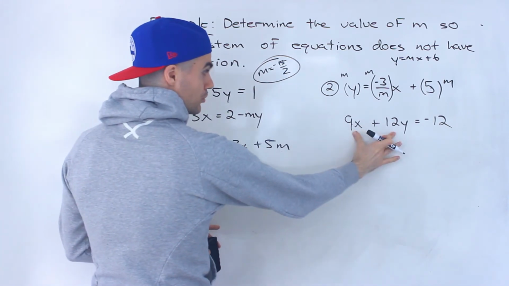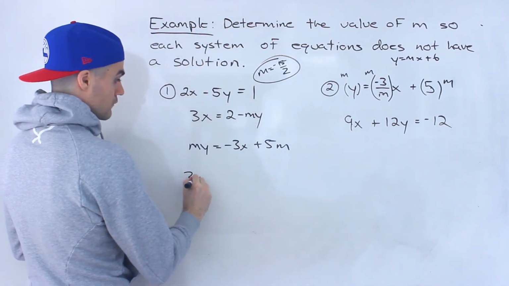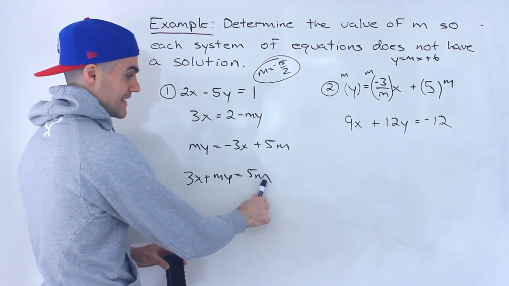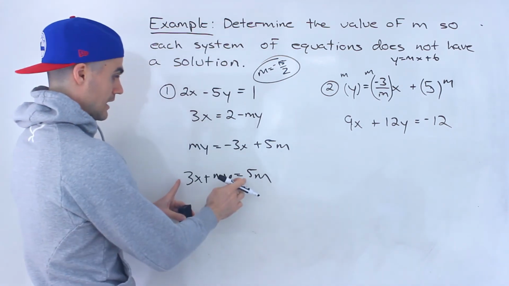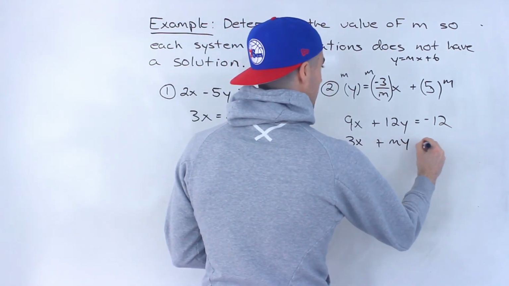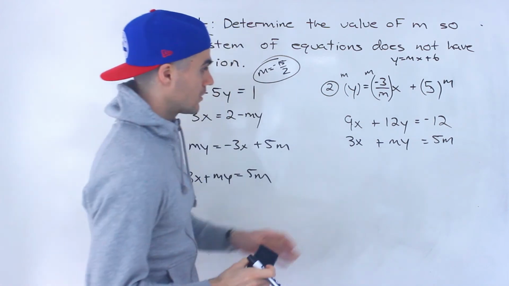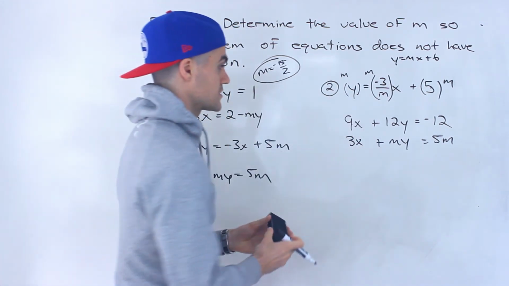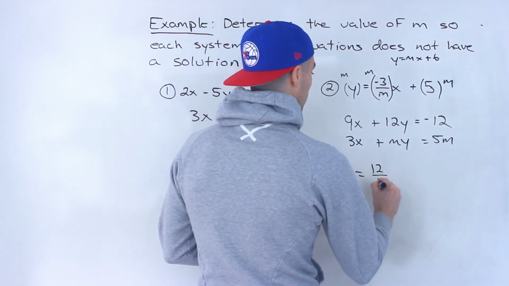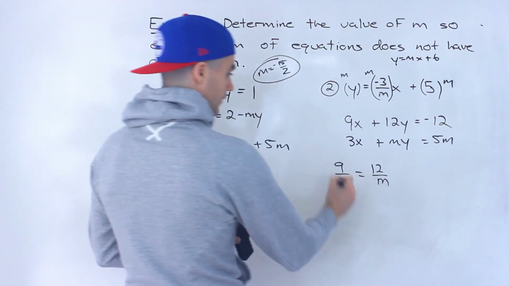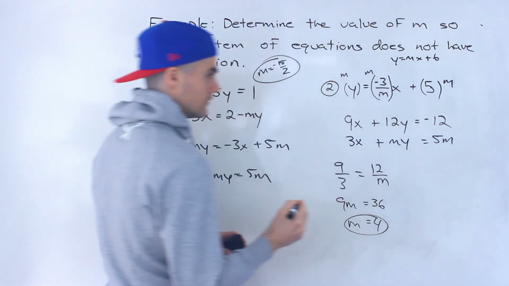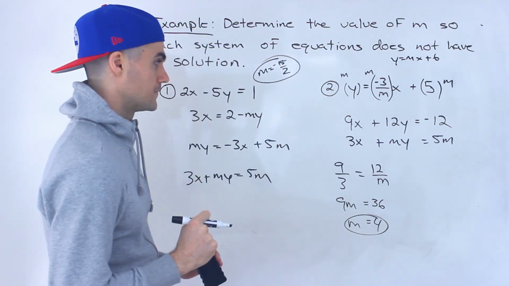And then I'm going to take this line and put it in this format. So this negative 3x I'm going to bring over, so I'll have 3x plus my equals 5m. Remember the 5m, that's just a constant because the m is a constant. And then I could take this, let's put it right under this. And remember, these ratios have to be the same. So we could say 9 over 3 is equal to 12 over m, like that. And then cross multiply, 9m is equal to 36, so m would be 4. So that's another way you can go about it, right?